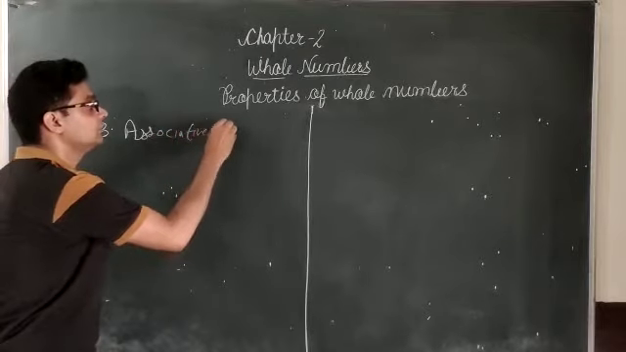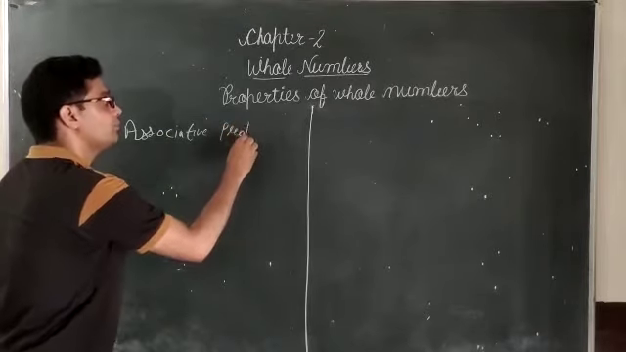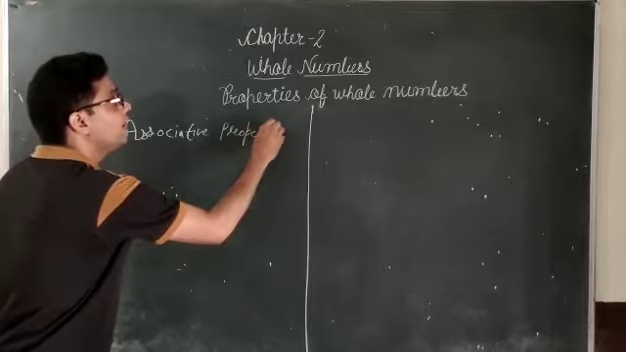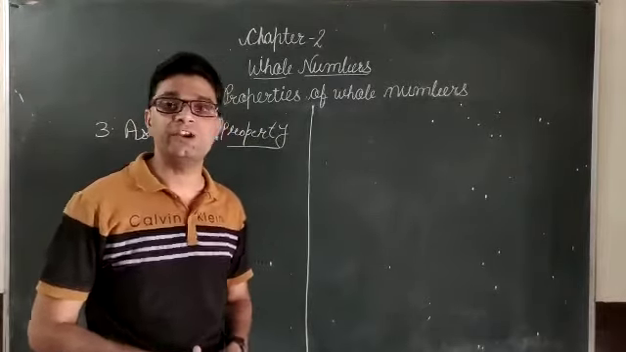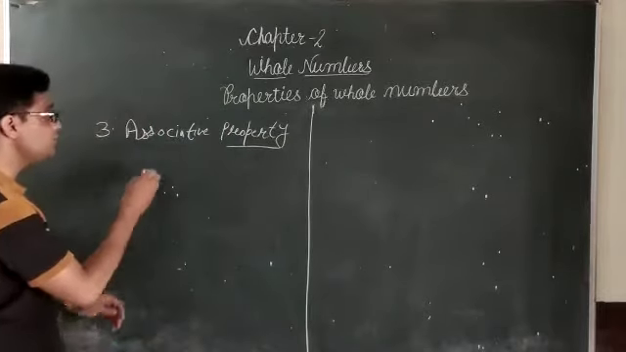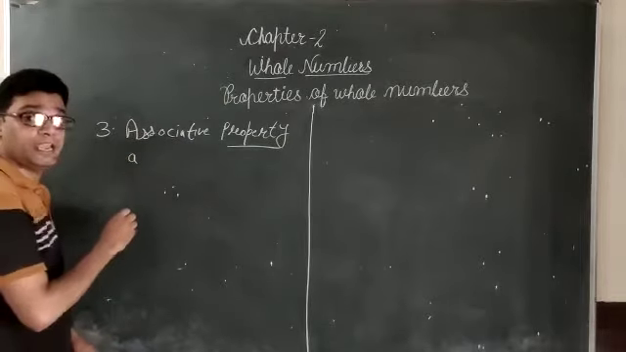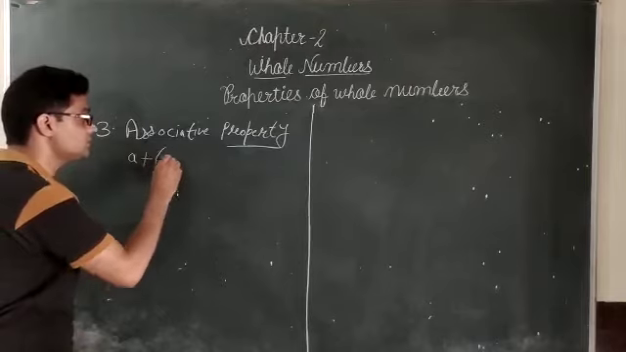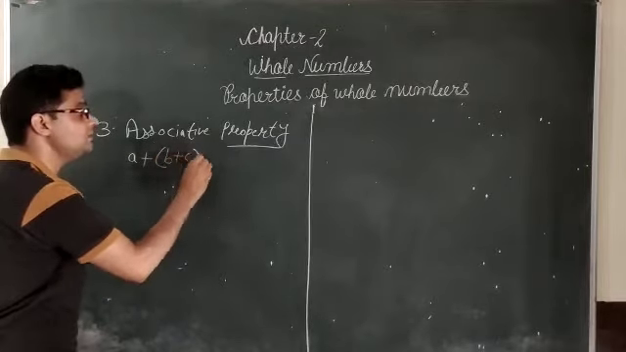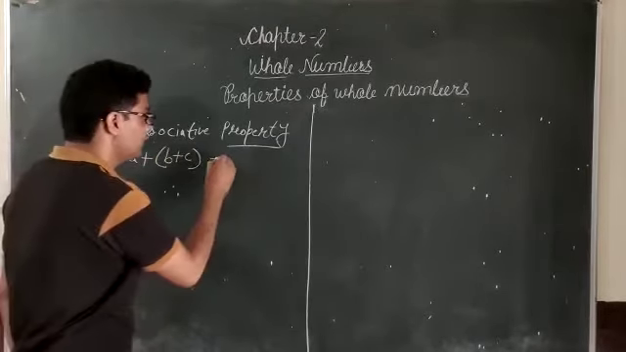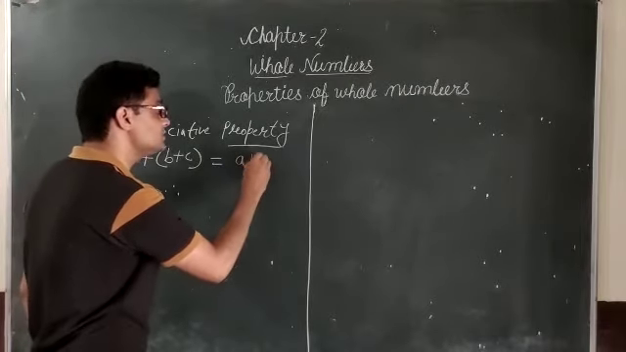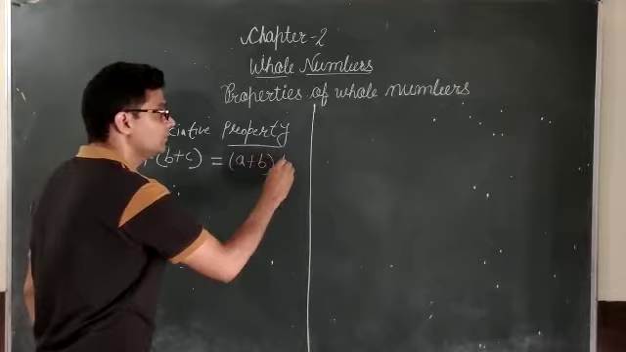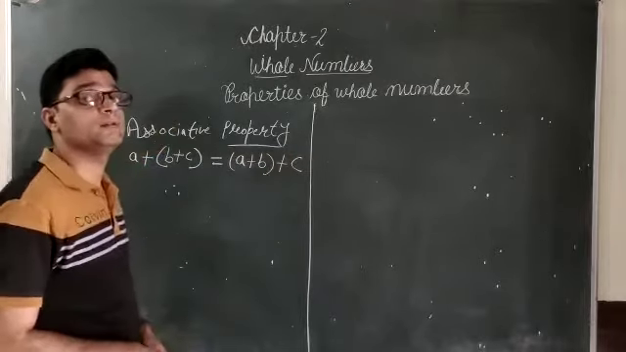associative property. Which one? Associative property. So beta, what does the associative property say? Associative property says (A plus B) plus C is equal to A plus (B plus C).